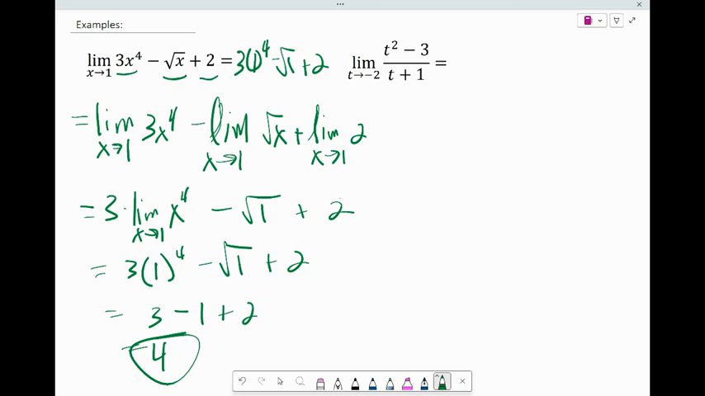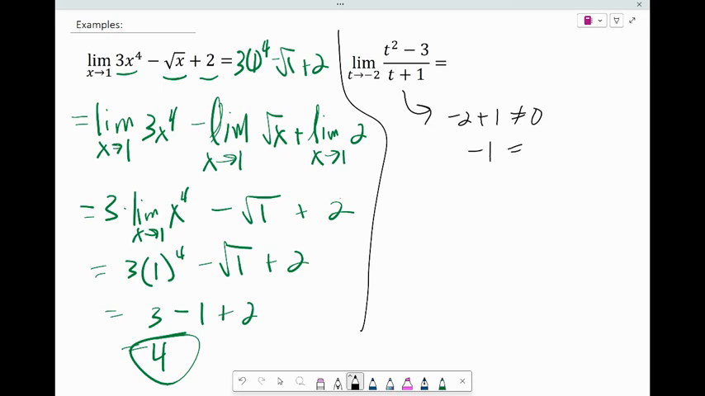Okay, so when we go to do one like this second one here, it's a rational function. Let's make sure that negative 2 plus 1 is not equal to 0. Negative 2 plus 1 is negative 1, which is not equal to 0. So we're allowed to use the theorem we had on the previous page about rational functions. So we can put negative 2 into the numerator. We can put negative 2 into the denominator. 4 minus 3 is 1. Negative 2 plus 1 is negative 1. So we're going to get as an answer negative 1. Oops, that's not a very good circle there.